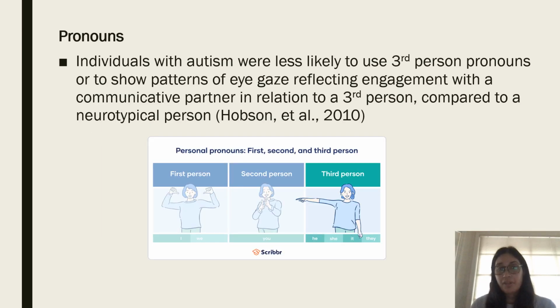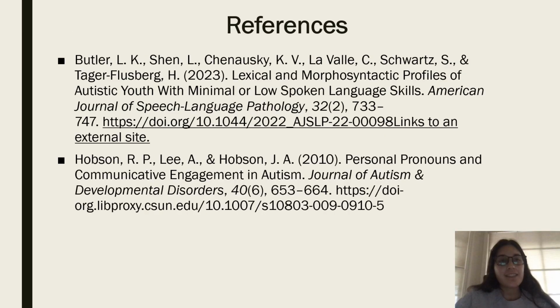With regards to pronouns, individuals with autism are also less likely to use third-person pronouns or show patterns of eye gaze reflecting engagement with a communicative partner in relation to a third person, as compared to a neurotypical person. Therefore, it's beneficial to use this Gameboard activity to target both the pronoun aspect and the morphosyntax for sentence length expansion. On this slide, you will find references for more information regarding the research that was presented.